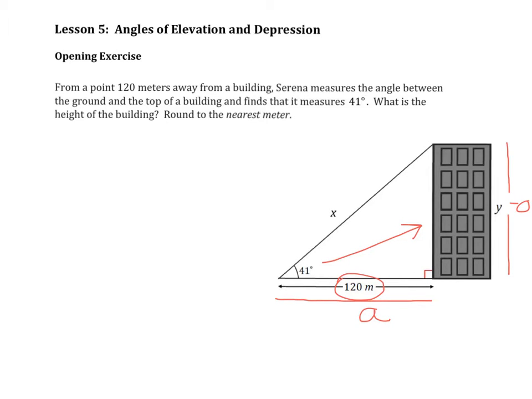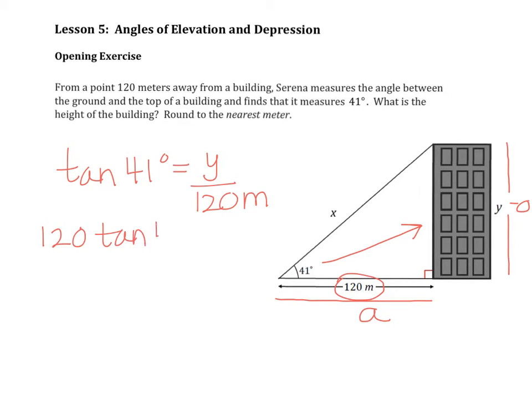So the trig function that we're going to use is tangent. So the function of the angle, tangent of 41 degrees, is equal to the opposite, which is what we're looking for, y, over the adjacent of 120 meters. We're going to cross multiply, plug it into our calculator, thus finding y, which is serving as the height of the building.